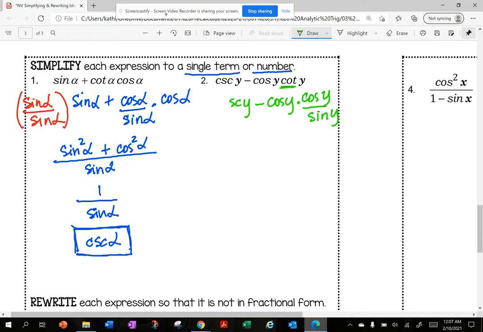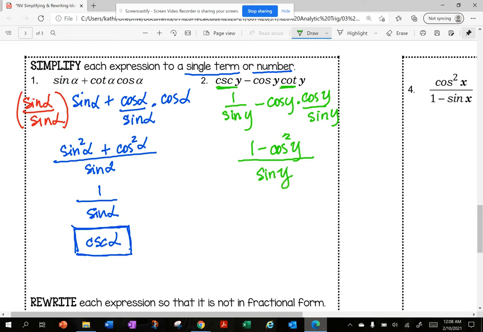I want to rewrite cosecant as 1 over sine of y. So I'm going to rewrite this one too, as 1 over sine of y. And by doing that, then I have the same denominator. So now I'm working with the numerator. So this is going to be 1 minus cosine squared y divided by the sine of y.